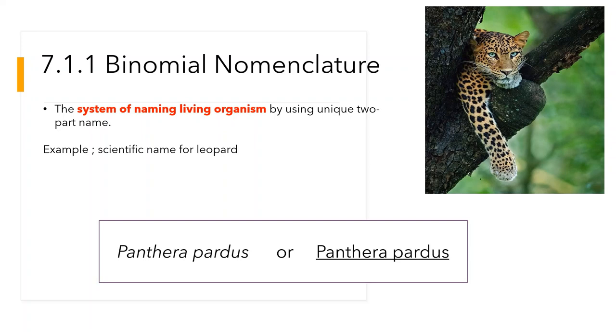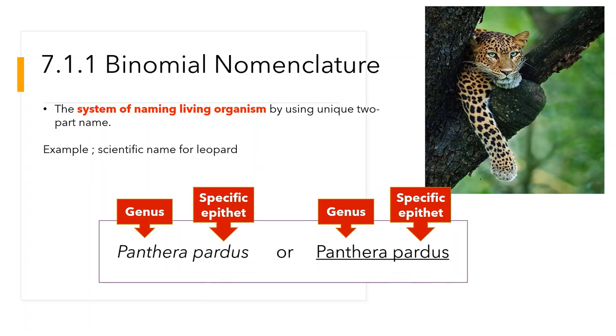7.1.1 Binomial Nomenclature. This is the system of naming living organism by using a unique two-part name. Here is Panthera pardus, the example of the scientific name for leopard. As you can see here, Panthera refer to the genus and follow with pardus, which is specific epithet.